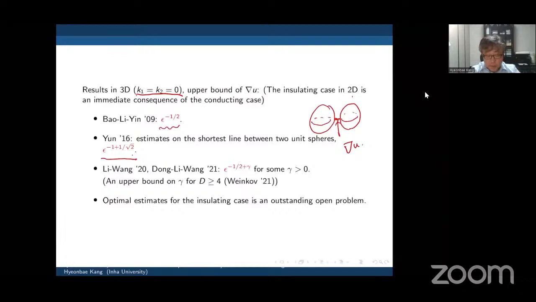Lately, Yan Yan Li and his students, Hongjie Dong, Yan Yan Li and Wang, proved that they improved this result by this number, minus 1/2 plus some positive number here. And Weinkove derived an upper bound on this number. But this result works only for dimension higher than or equal to 4. So the optimal estimate for the insulating case in 3D is an outstanding, really challenging open problem. I think it's really challenging.